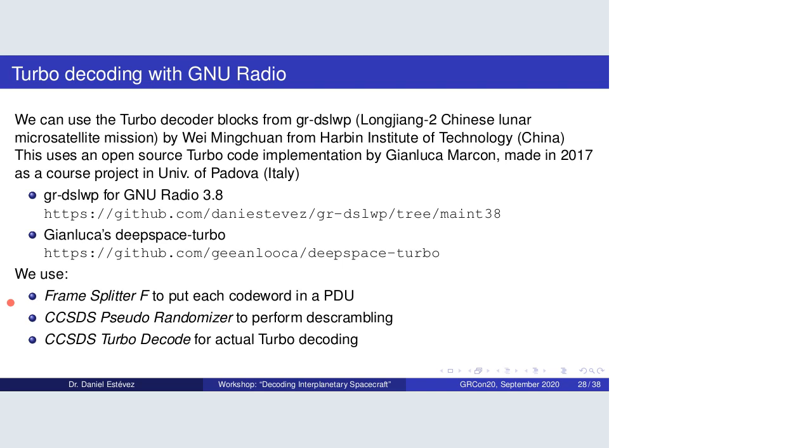So far, we've been working with a continuous stream of samples. When we want to deal with packetized data, we use PDUs. The next block is the pseudo randomizer, which is used to perform descrambling, and the final block is the turbo decode for actual turbo decoding.